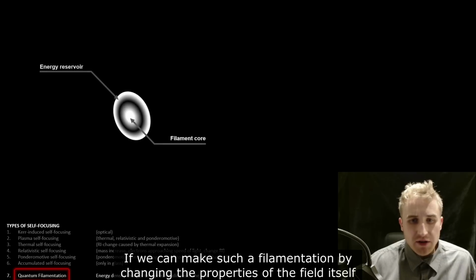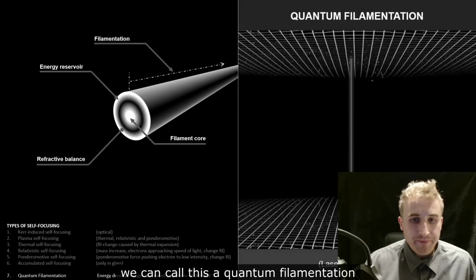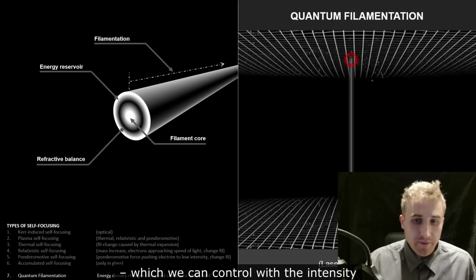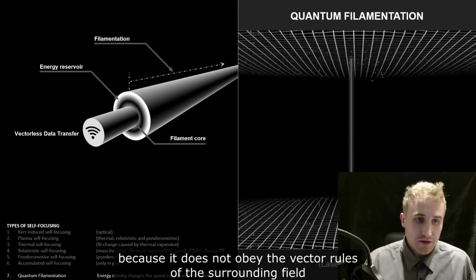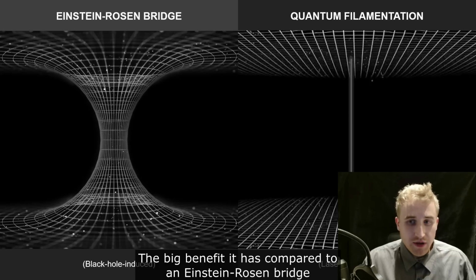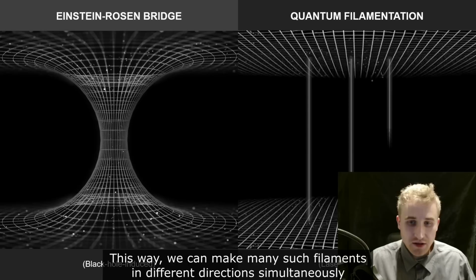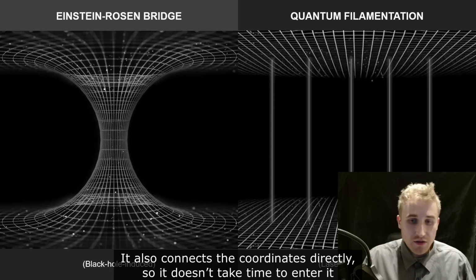If we can make such a filamentation by changing the properties of the field itself, we can call this a quantum filamentation. That means that we create a connection between two coordinates with its own internal speed conditions, which we can control with the intensity. We can call this a vectorless connection because it does not obey the vector rules of the surrounding field. The big benefit it has compared to an Einstein-Rosen bridge is that we can generate this connection just with a deep laser pulse and no larger lasers than we already have built. This way we can make many such filaments in different directions simultaneously, just from a simple satellite or space station. It also connects the coordinates directly, so it does not take time to enter it.